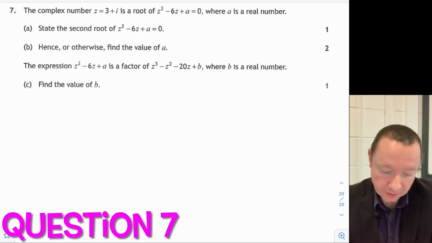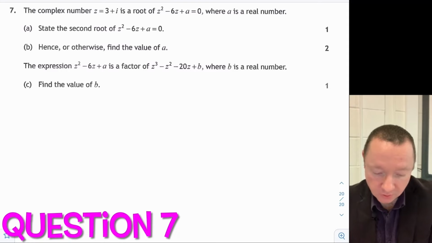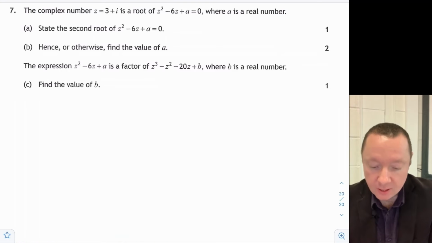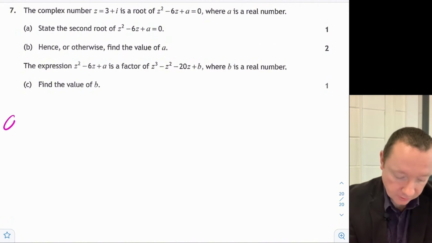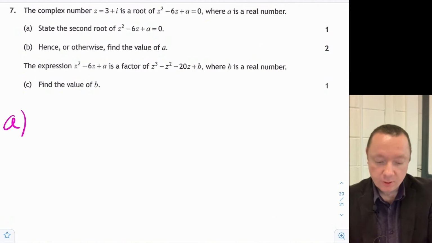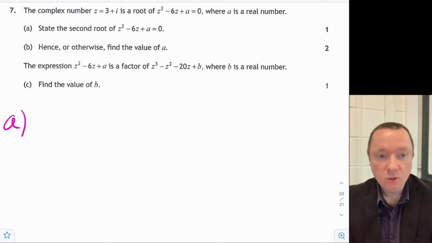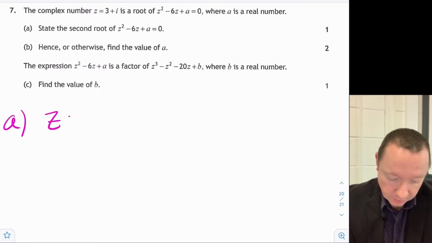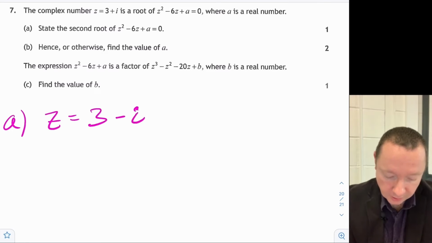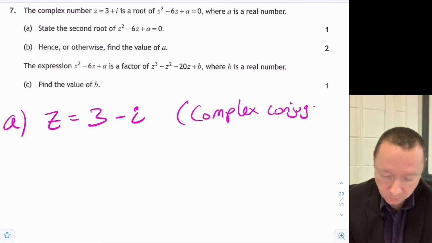Question 7. The complex number z equals 3 plus i is a root of z squared minus 6z plus a equals 0, where a is a real number. Part A, nice and simple: state the second root of z squared minus 6z plus a equals 0. Well, that is just going to be z equals 3 minus i. In other words, the complex conjugate of our original z.